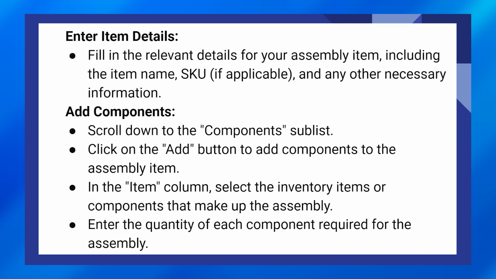Scroll down to the Components sublist. Click on the Add button to add components to the assembly item. In the Item column, select the inventory items or components that make up the assembly. Enter the quantity of each component required for the assembly.